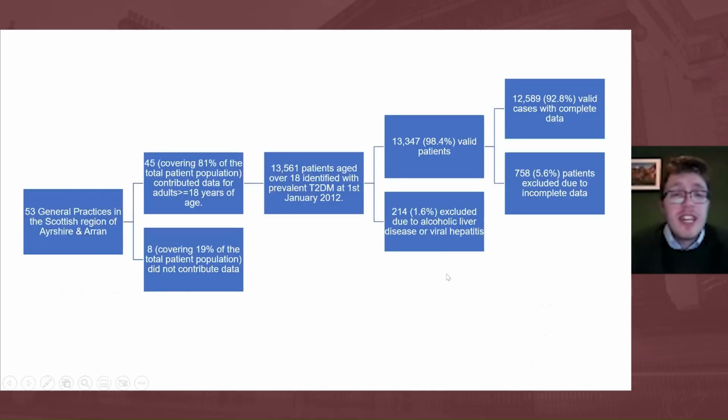This is the consort diagram and flow chart of the patients involved. We obtained data from around 80% of the GP practices in the area. And you can see there that we excluded a small number with alcoholic liver disease or viral hepatitis, which gave us around 12,500 cases with complete data after excluding a small number with incomplete data.